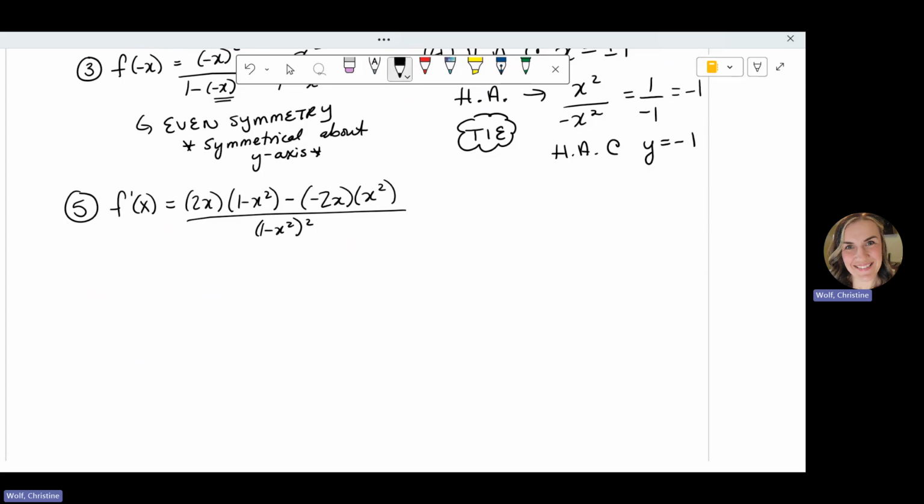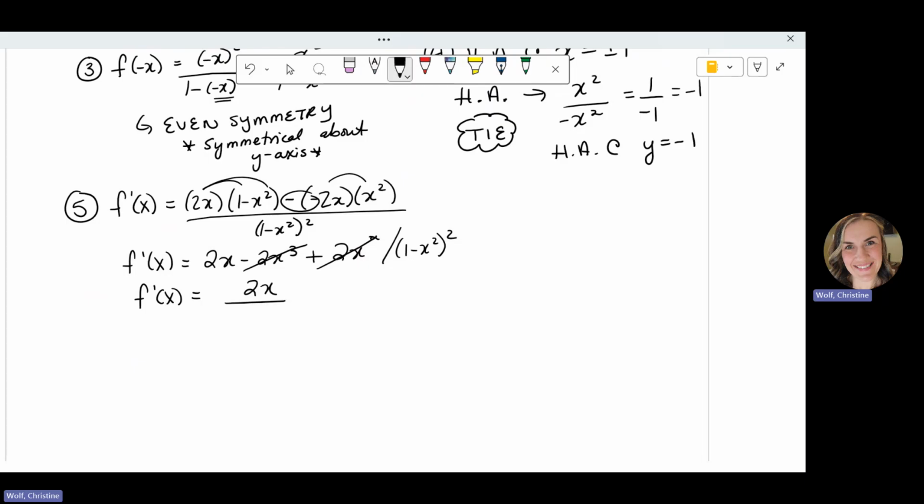Okay, we're going to have to simplify because we have to do sign analysis on this, right? So we have to clean this up. Okay, so I'm going to distribute that guy in. I have 2x minus 2x cubed, and then these will become 2x cubed, and those will make it a positive. So positive 2x cubed, and that is over 1 minus x squared squared, and I can see that that and that are going to cancel. So my final simplified answer is 2x over 1 minus x squared squared.